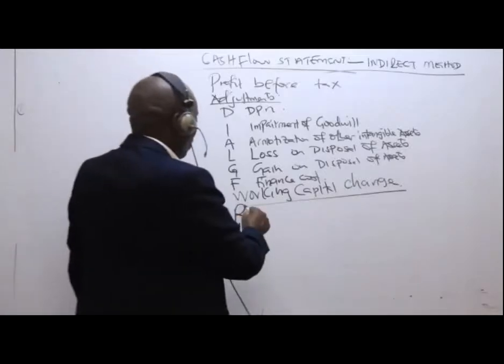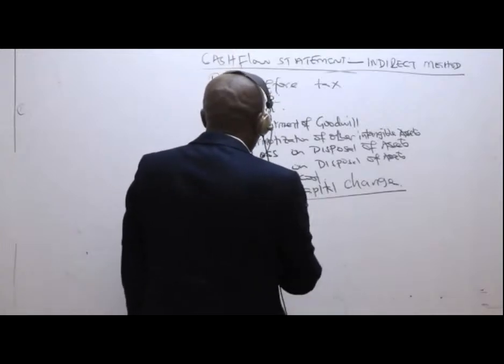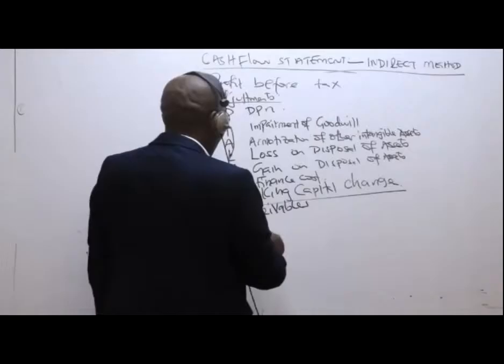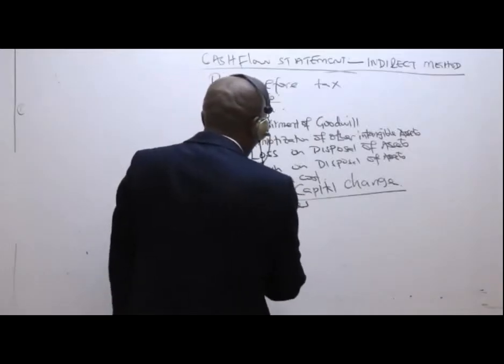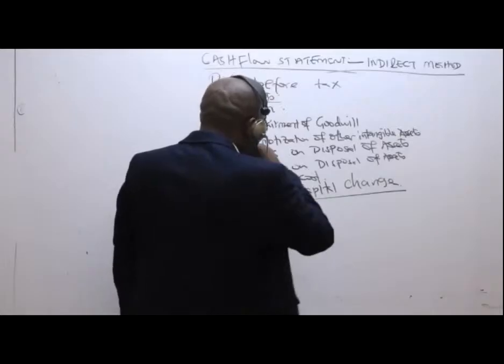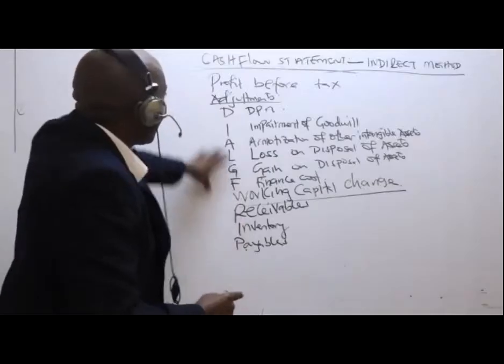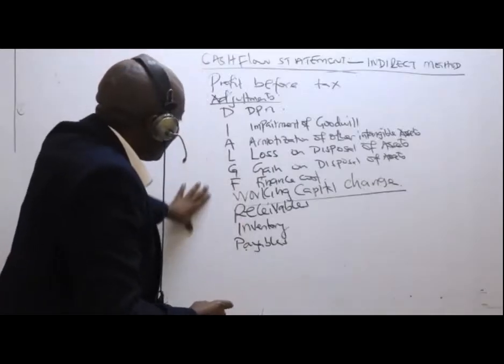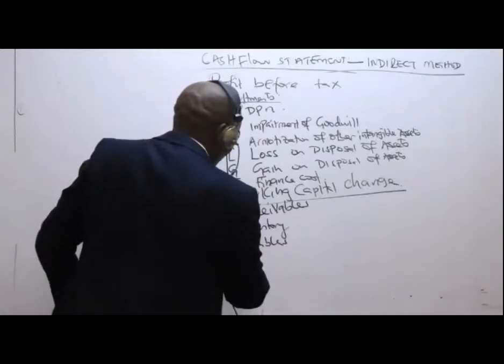So we have receivables, we have inventory, and in this case payables. And then of course, the moment we capture everything here, we shall be able to get what we call cash from operations.